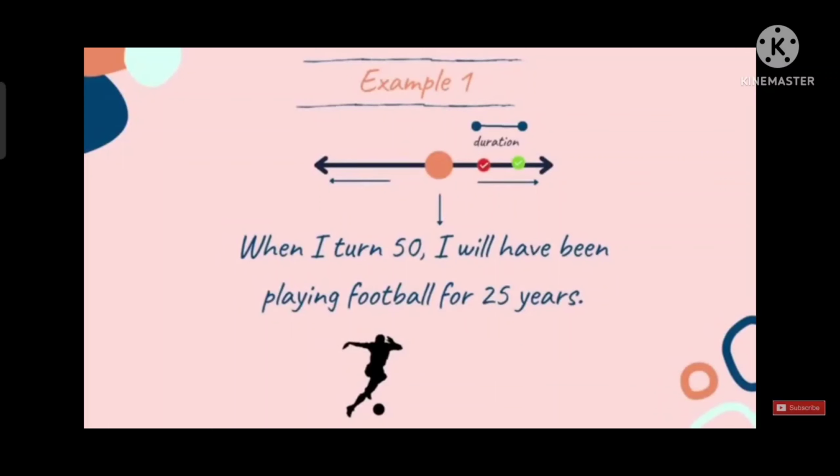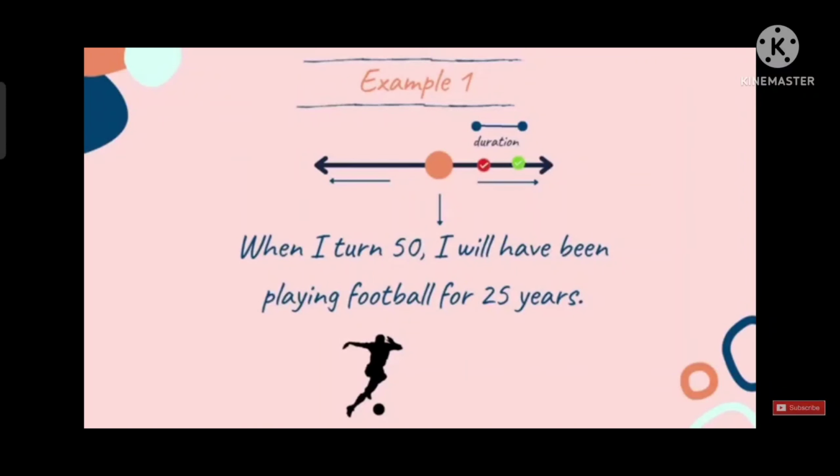When I turn 50, I will have been playing football for 25 years. My activity of playing football had begun sometime back in the past. It will keep on continuing in the future, and the duration is mentioned as 25 years. In the timeline, it will be shown such that the red tick shows the start of the activity, then the green tick shows me turning 50. All will be shown on the right side of the timeline. Please note, as I said, the red tick will be shifted in the past time in this sentence.